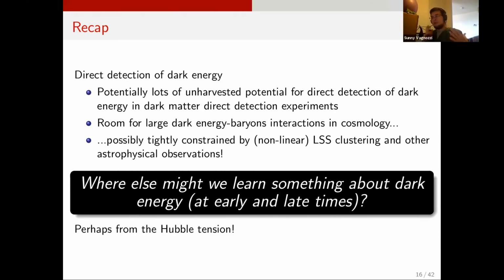Okay, so far I focused on a quite specific model of dark energy, generic in the sense that I assume a scalar field which is very light on cosmological scales and is screened locally. Now, let me take an even more model-agnostic approach and ask, what can we learn about dark energy on cosmological scales, both at early times and late times, in a way which is as detached from any model as possible? And one way may be through the Hubble tension.